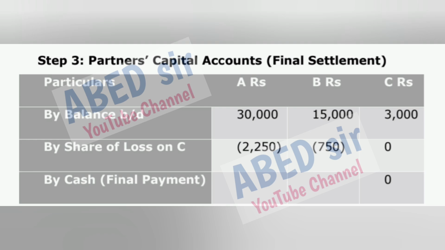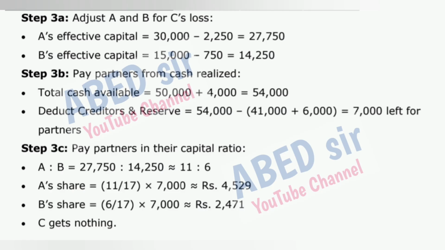Particulars: A rupees, B rupees, C rupees. By balance b/d: 30,000, 15,000, 3,000. By share of loss on C: 2,250, 750, 0. By cash, final payment: 0. Step 3A. Adjust A and B for C's loss.